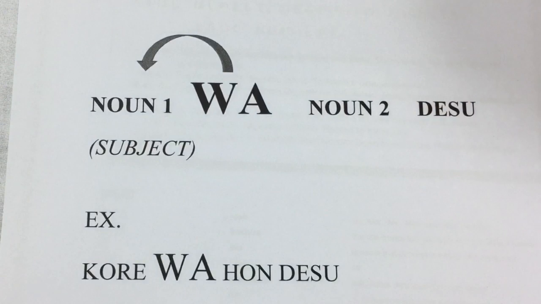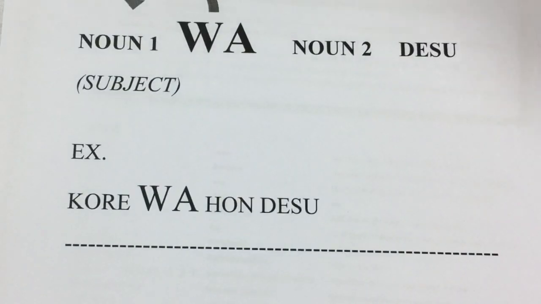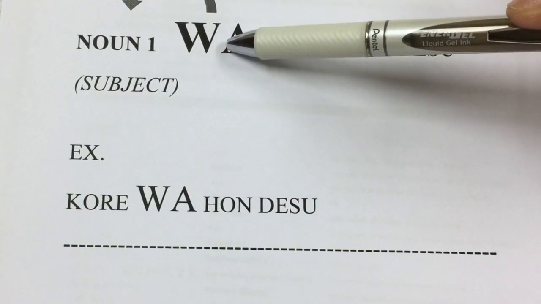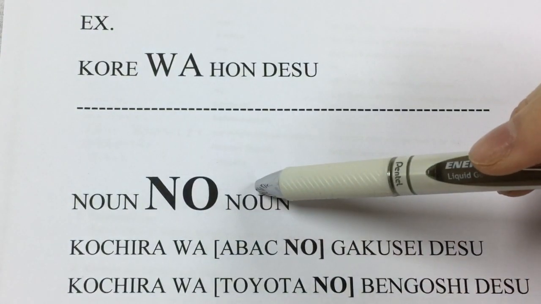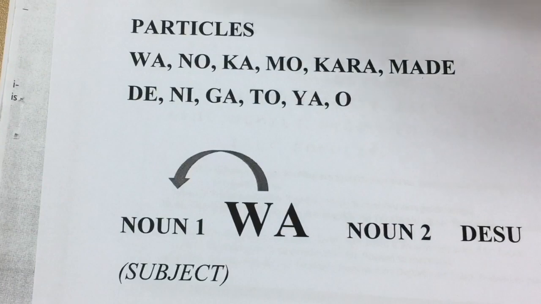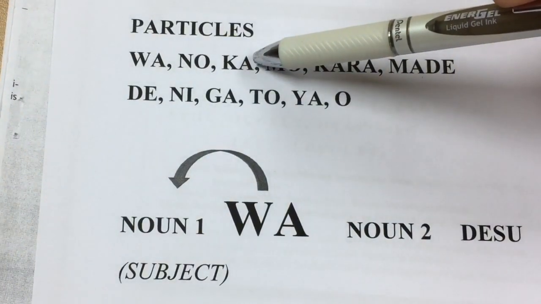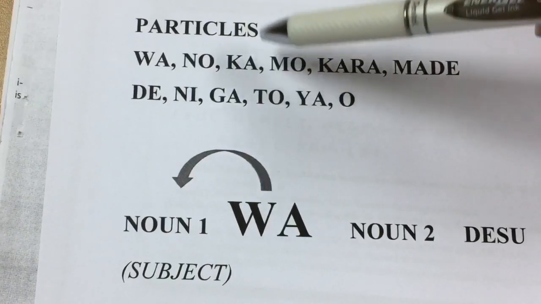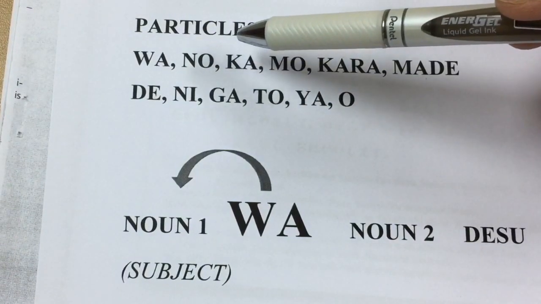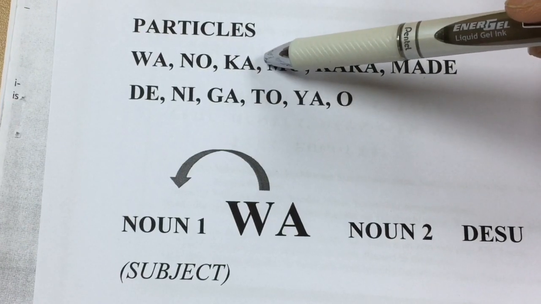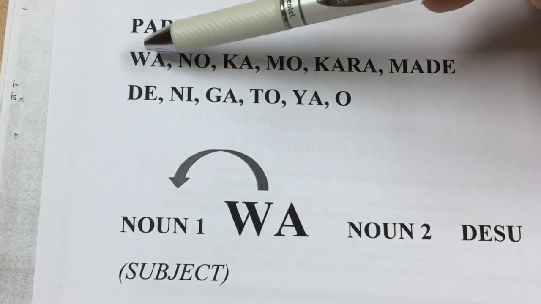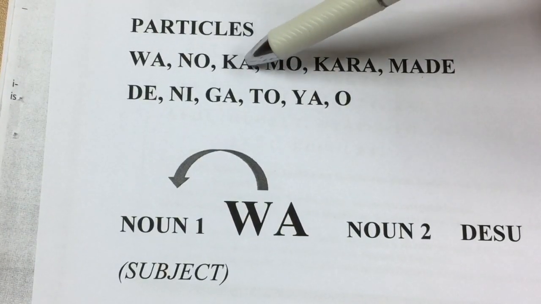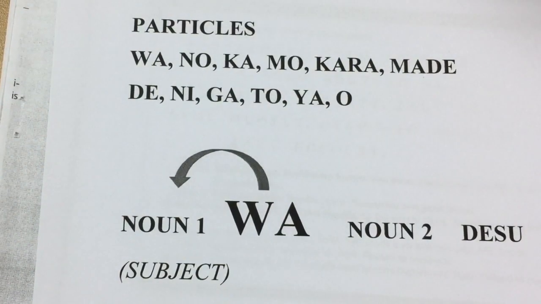So let me catch everything up again. If you see wa in a sentence, it is showing a subject. If you see no in a sentence, it links noun and noun. Alright? And the next particle we have already studied is ka. If you remember from the last video clip, if you put ka at the end of a sentence, it becomes a question. So in chapter 1, we have studied particles wa, no, and ka. I hope you review this again and again.